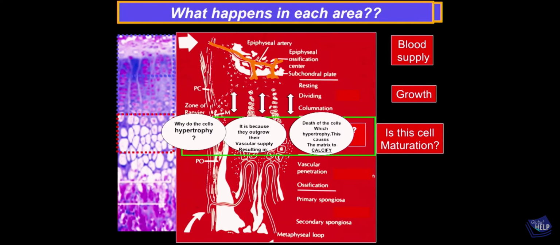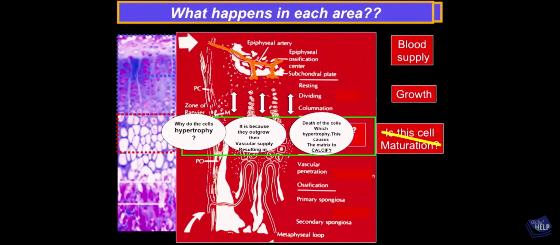So is this really cell maturation? In bone production, is the cartilage converted to bone, or is it replaced by bone? Replaced by bone. It's a replacement process. The cartilage cells have an expansile matrix that allows it to expand, and then once they outgrow their blood supply, they're dead and they are replaced by bone.